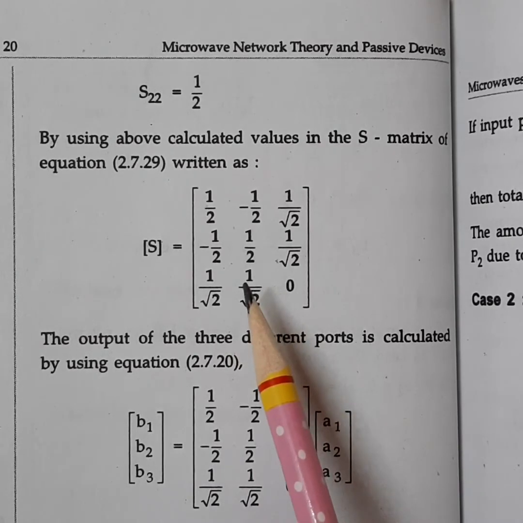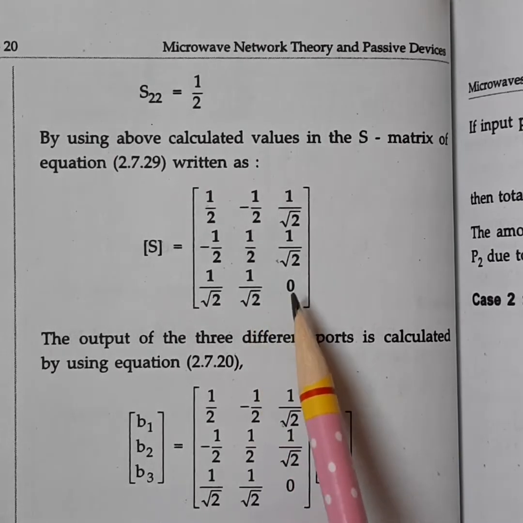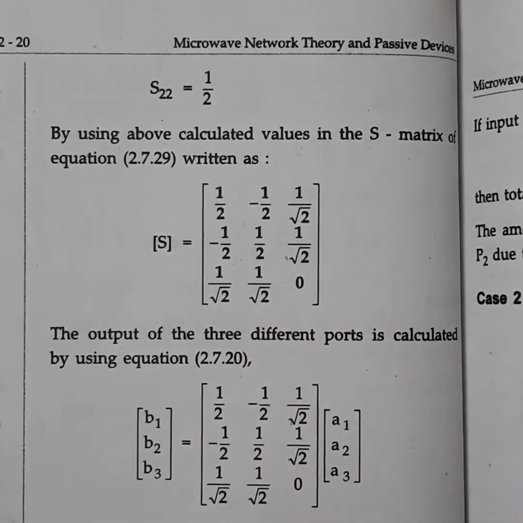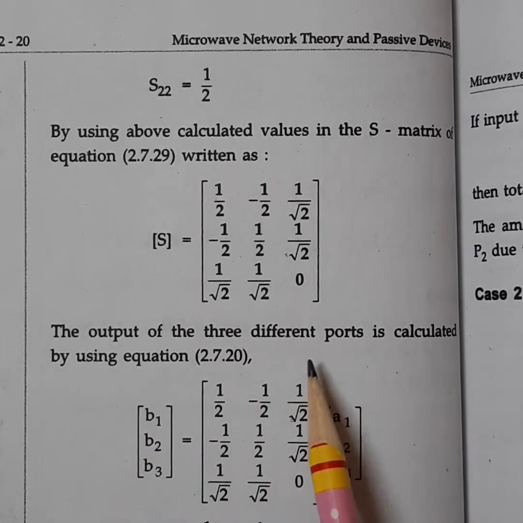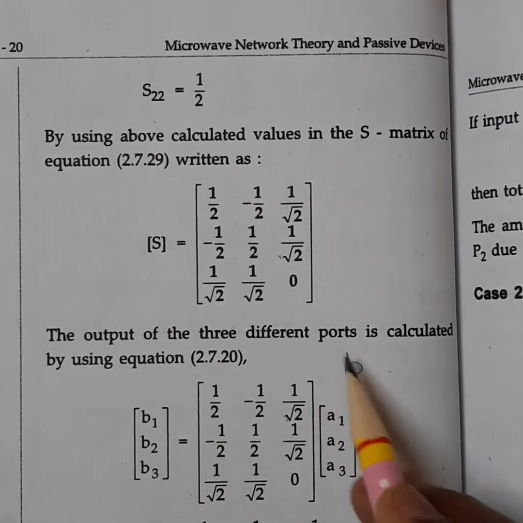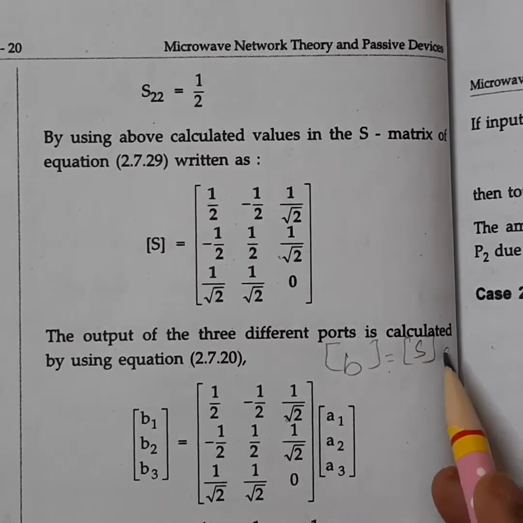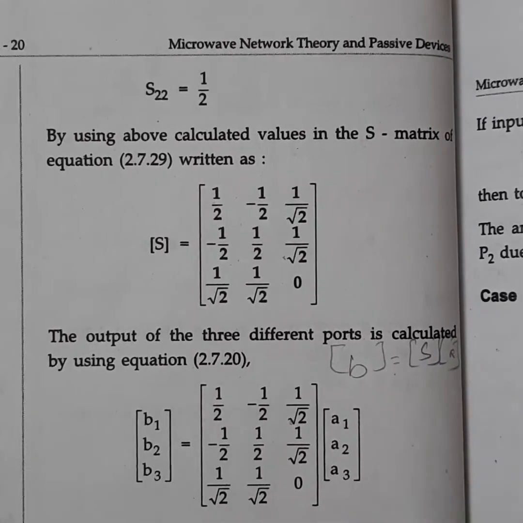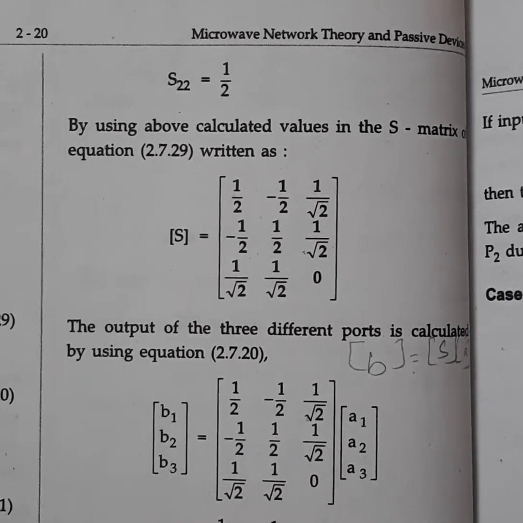S32 or S13 is 1 over root 2 and S33 is 0. Therefore, the output of three different ports is going to be calculated as B is equal to S into A. That is, B is equal to S into A. Right? So, in that format, we can write it like this.